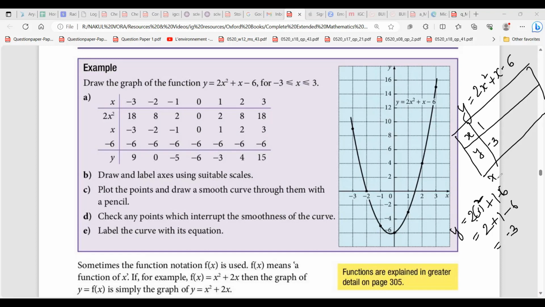And what is the point that you're going to plot? x comma y. So it will be 1 comma minus 3. So I will go and plot 1 comma minus 3. Where is 1 comma minus 3? Somewhere over here. This is my first point.